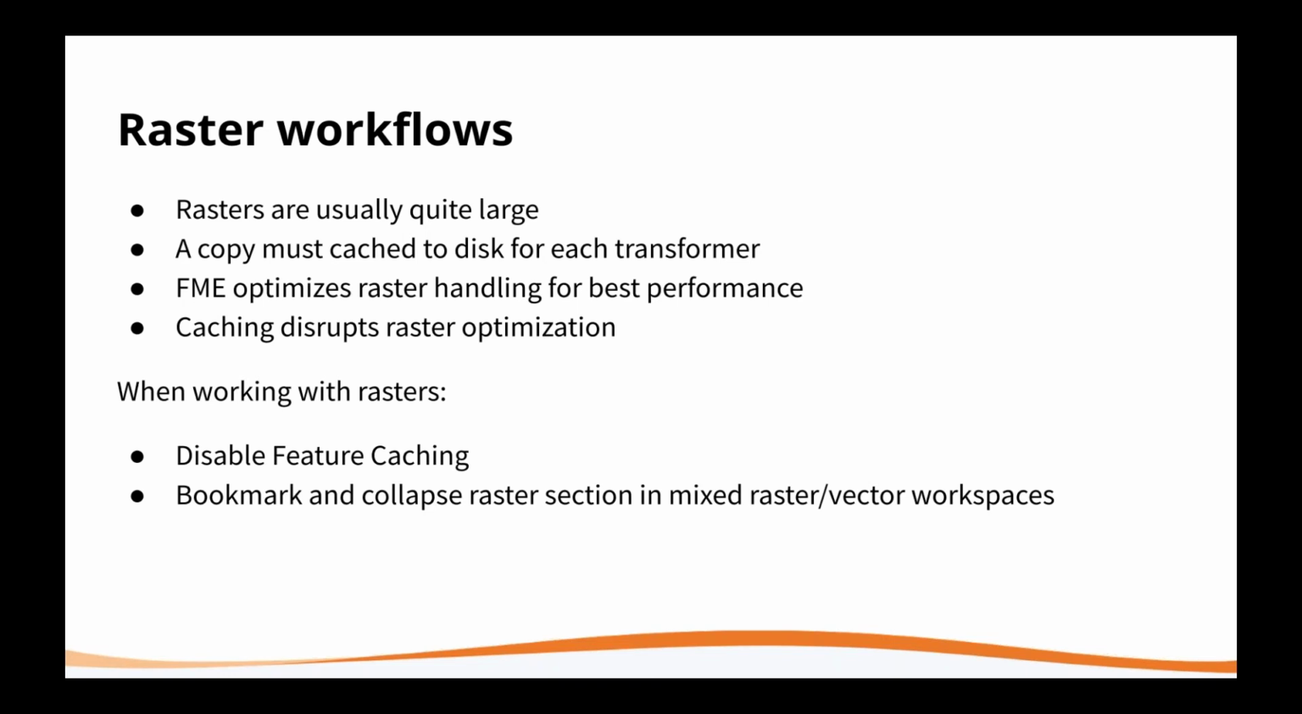So if you're using things like clippers and stuff in your raster processing, we will optimize that to take the least amount of time to do the process. If you turn on feature caching, that kind of messes with that. Again, we're writing complete copies of the raster at each step, so that'll really slow things down. When you're working with rasters, you can either disable feature caching altogether, or if you've got a mixed vector raster process going on, you can put all the raster processing in a bookmark and collapse that.